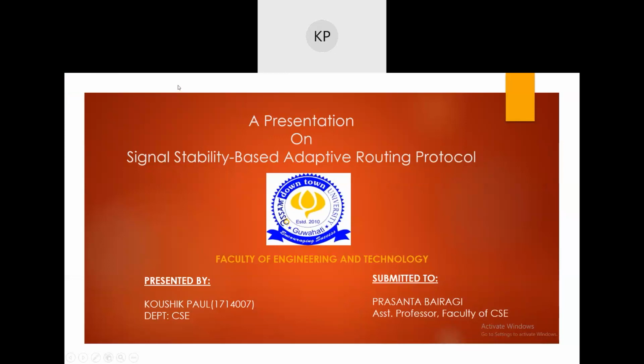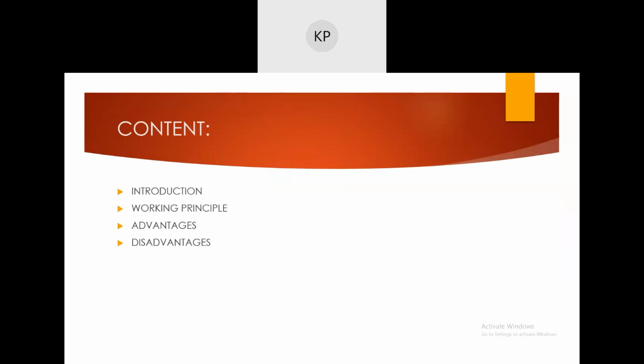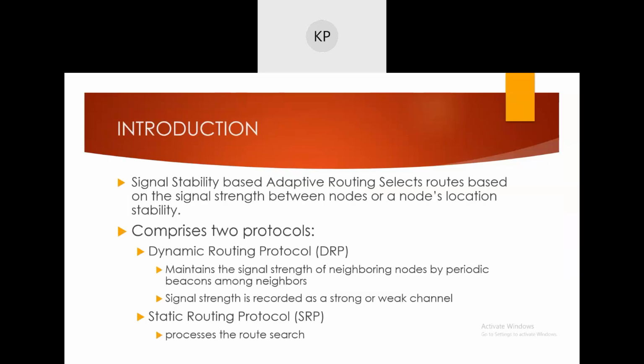Good afternoon, everyone. Today the topic of my presentation is signal stability based adaptive routing protocol. The contents of my presentation are introduction, working principle, advantages, and disadvantages. The introduction: signal stability based adaptive routing selects the route based on the signal strength between the nodes or the node's location stability. From this definition we can understand that the route is selected by the strength of its signal. It comprises two protocols. One is the dynamic routing protocol, the other is the static routing protocol.